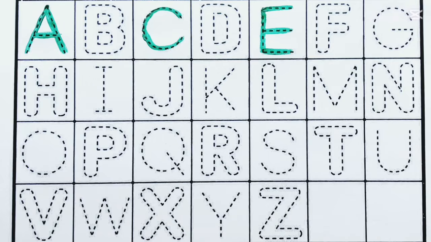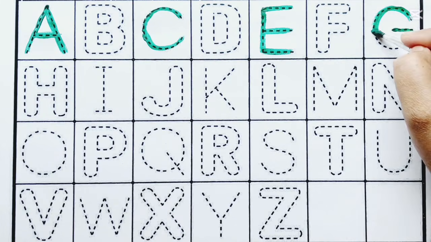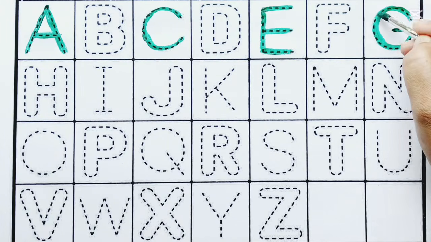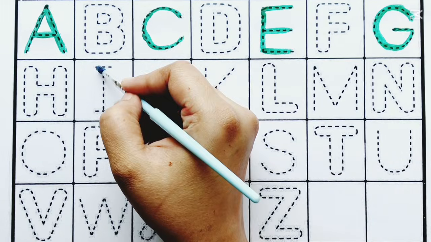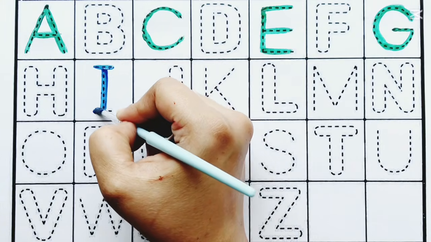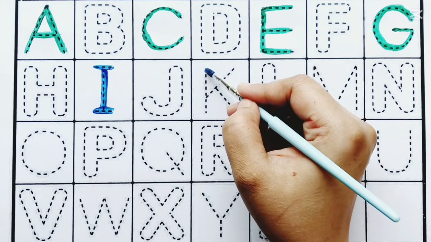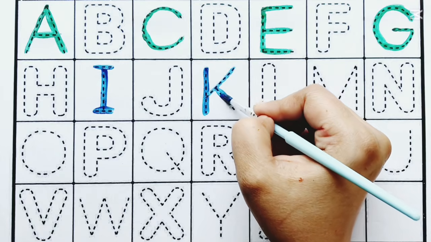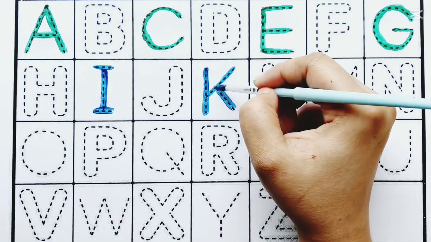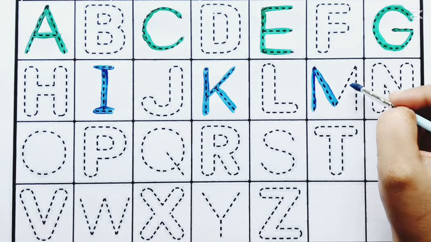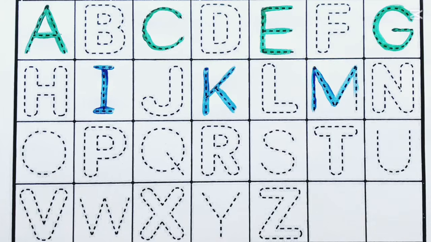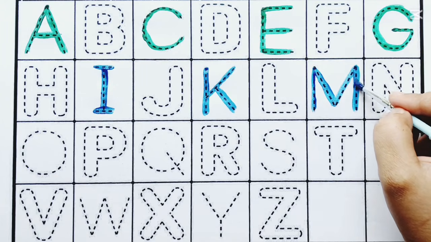1, 2, 3, let's go. A, B, C, count the rhythm and 1, 2, G for grapes. Singing all together. A, B, C, count the rhythm and 1, 2, 3, we're singing all together. Blue color, I for ice cream. K for kite. Count the rhythm and 1, 2, 3, we're singing all together. M for moon.